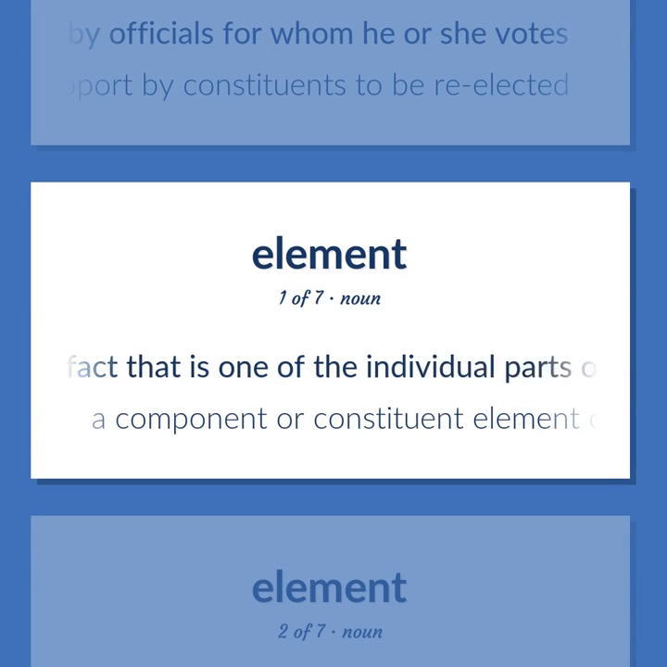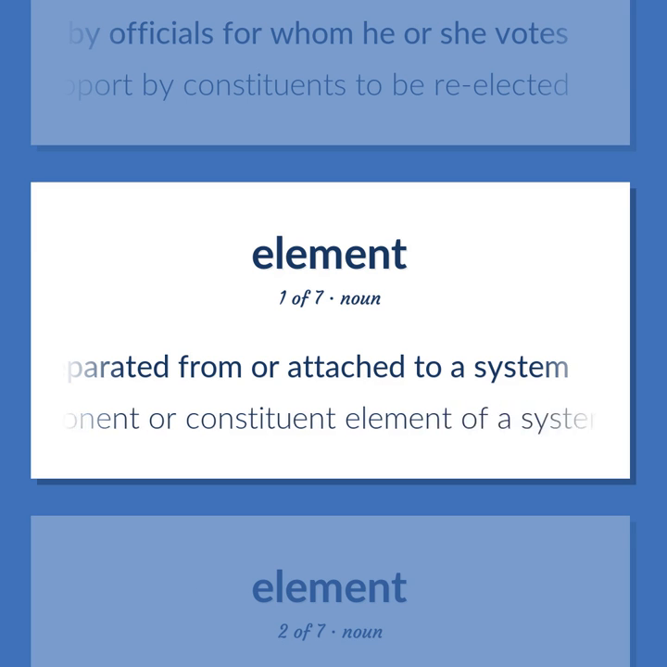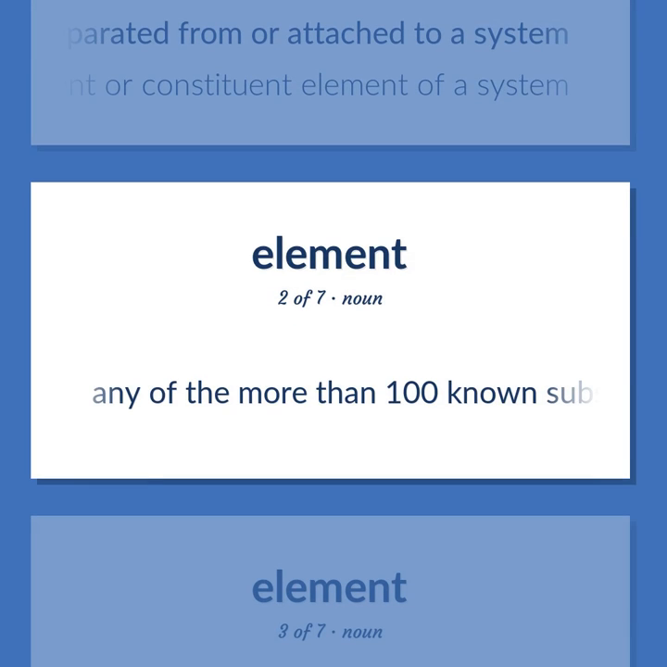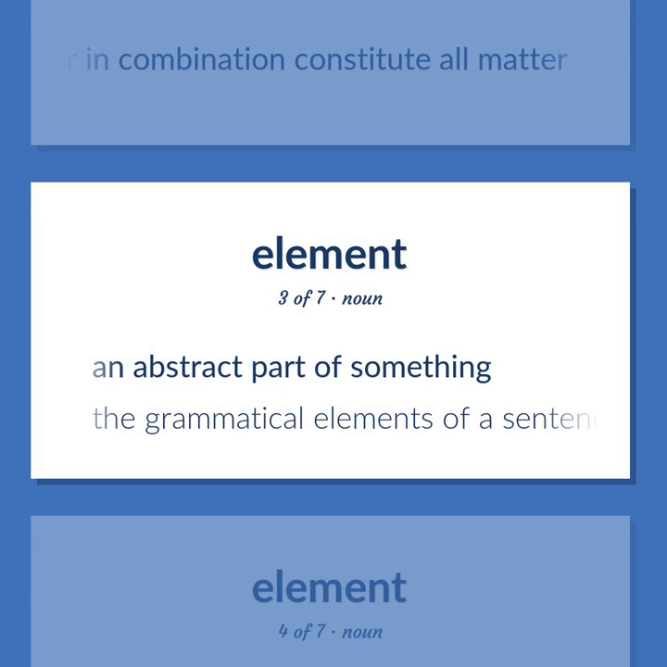An artifact that is one of the individual parts of which a composite entity is made up, especially a part that can be separated from or attached to a system. A component or constituent element of a system. Any of the more than 100 known substances, of which 92 occur naturally, that cannot be separated into simpler substances and that singly or in combination constitute all matter. An abstract part of something. The grammatical elements of a sentence.